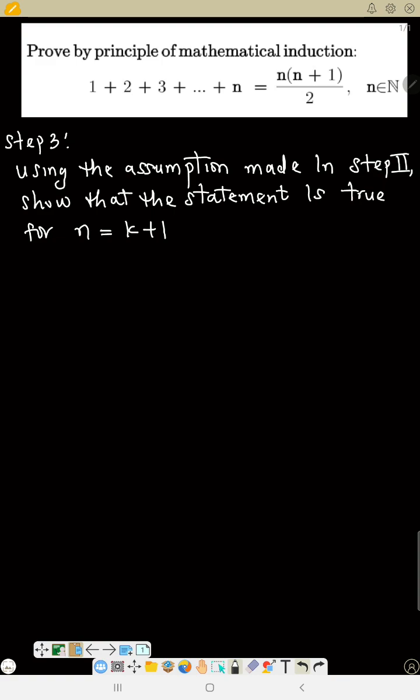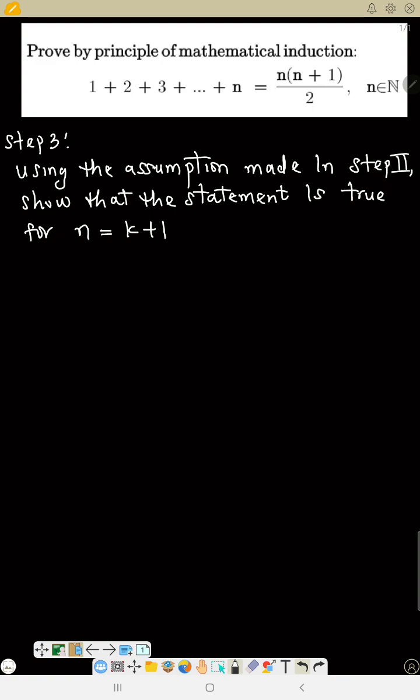So step 1, you first show that the given statement is true for n equals to 1. Step 2, you will assume the statement is true for n equals to k. Then step 3, you will use the assumption made in step 2 to show that the statement is true for n equals to k plus 1. So now let's show for k plus 1.